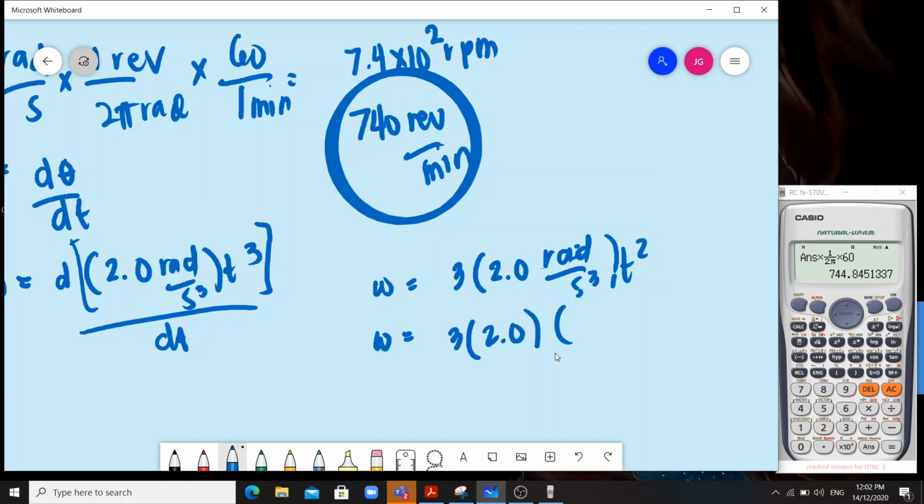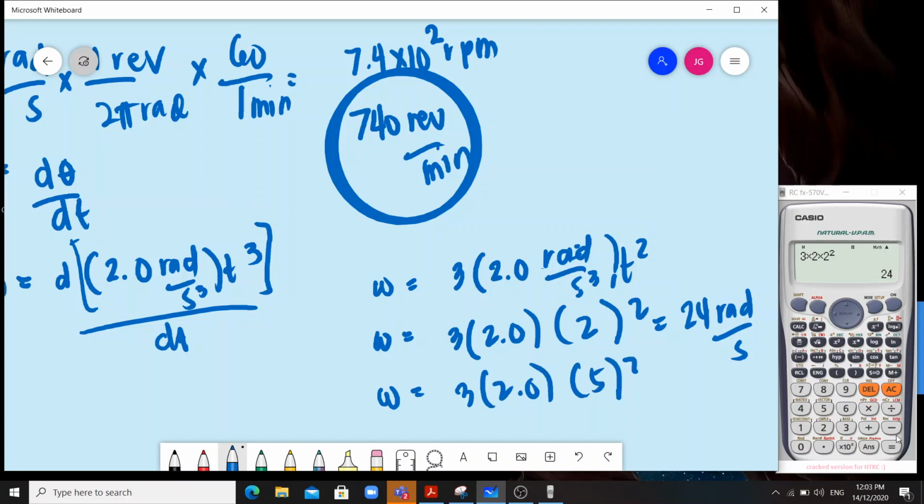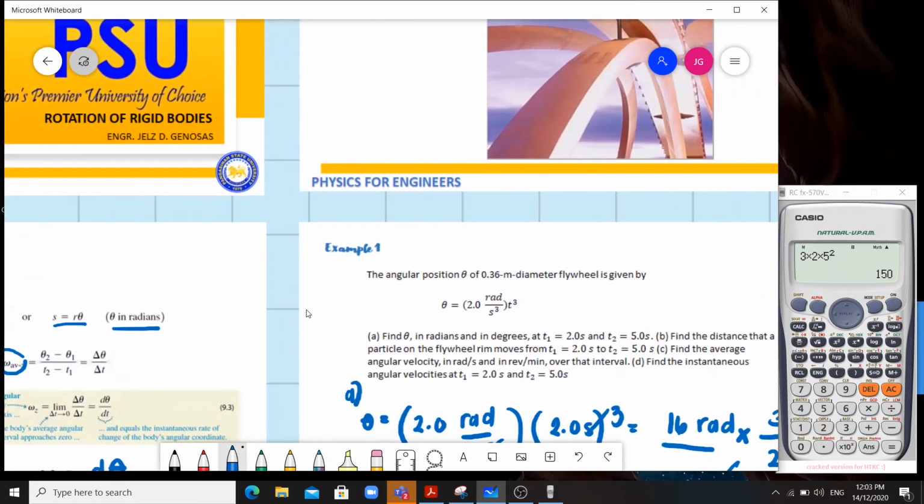The instantaneous angular velocity at 2 seconds is 3 times 2.0 times 2 squared, which is 24 rad per second. The angular velocity at 5 seconds is 3 times 2 times 5 squared, which is equivalent to 150 rad per second. That is our final answer for letter D.